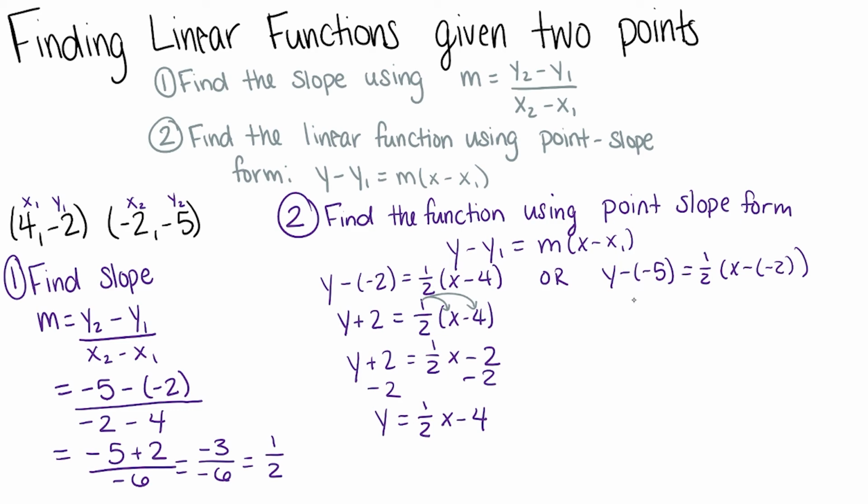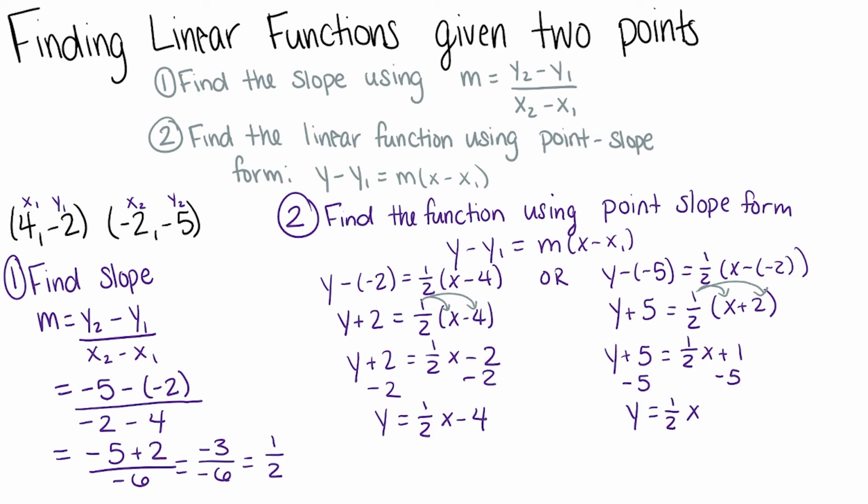So now let's look at this with our other point. Minus a negative is always going to be a positive, so we can write this as y plus 5 equals 1/2 times x plus 2. We'll distribute our 1/2 to our x and to our 2, so we have y plus 5 equals 1/2 x plus 1. 1/2 times 2 is equal to 1. To get y by itself, subtract 5 from both sides. So our function is y equals 1/2 x minus 4.